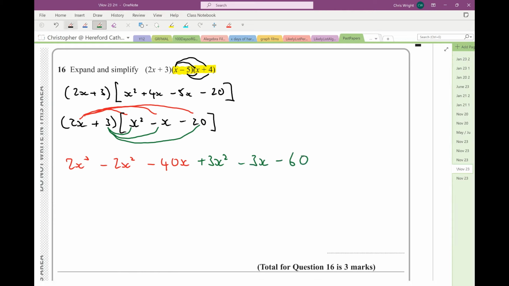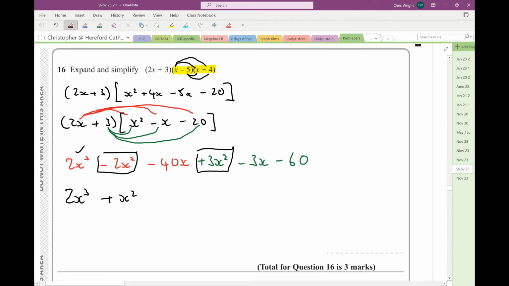And now I have to simplify that, tidy it up. Altogether, I've got 2x cubed. That's those ones done. Now the x squared, so look at that. I've got minus 2 and plus 3. So that's going to give me plus an x squared. The x is minus 40x minus 3x, minus 43x, with minus 60 left at the end. And that's question 16 done.